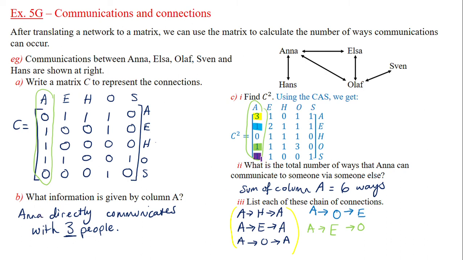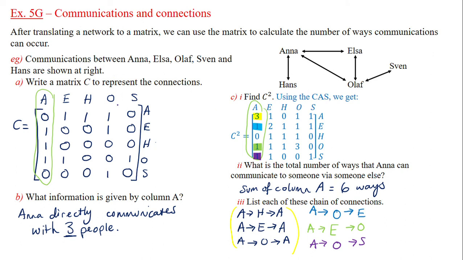Anna to communicate something to Sven via someone else, and we get Anna to someone to Sven, and the only person in that chain is Olaf. So there are all of the 6 ways that Anna can communicate to someone via someone else.